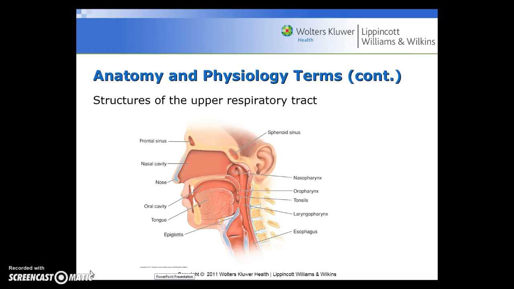In this diagram, you can see the frontal sinus, the nasal cavity, the nose, the oral cavity, the tongue, the epiglottis, the sphenoid sinus, the nasopharynx, the oropharynx, the tonsils, the laryngopharynx, and the esophagus.